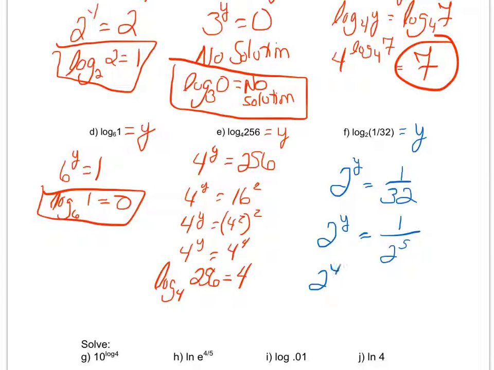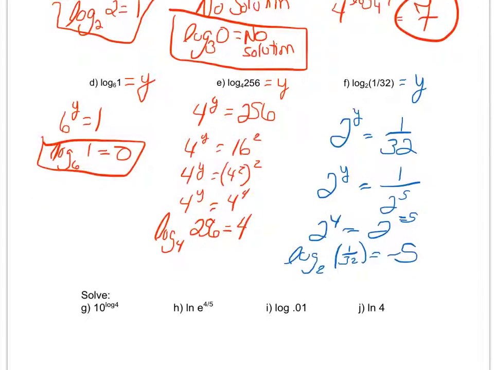Then I could say 2 to the y equals 2 to the negative 5, and therefore y has to equal negative 5. And log base 2 of 1/32 is equal to negative 5. My negative 5 is a little sloppy there. It almost looks like an equal 5 up there.